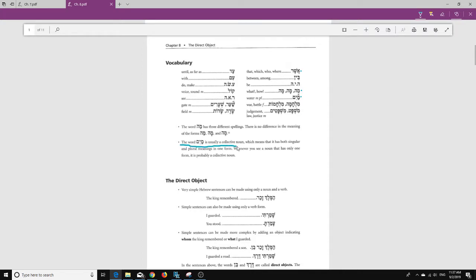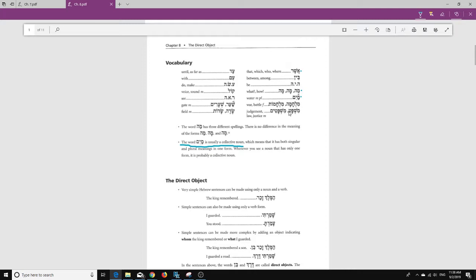The author also wants to point out that this word is a collective noun. What that means is one can stand in for a lot of stuff. In English, water is also a collective noun. It's kind of uncommon for us to say waters. Now, it's not unheard of, but it's just uncommon. And the author also wants to point out that whenever you only see one form, that's typically going to mean it's a collective noun.